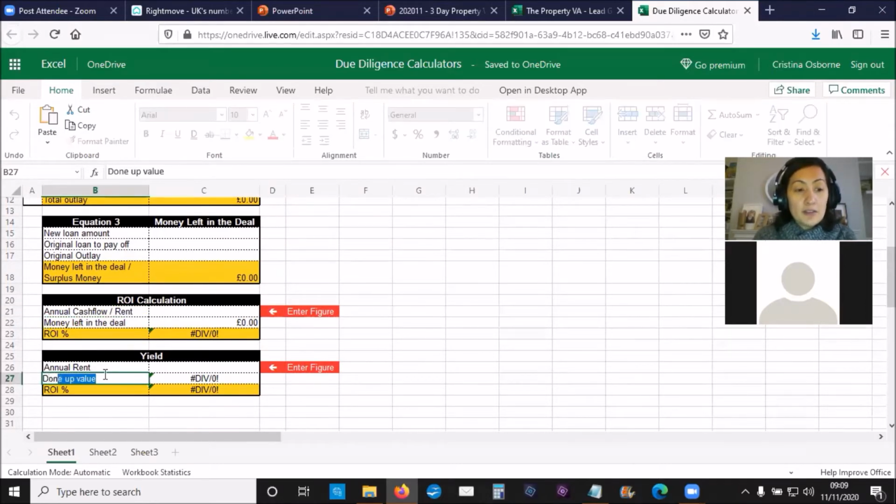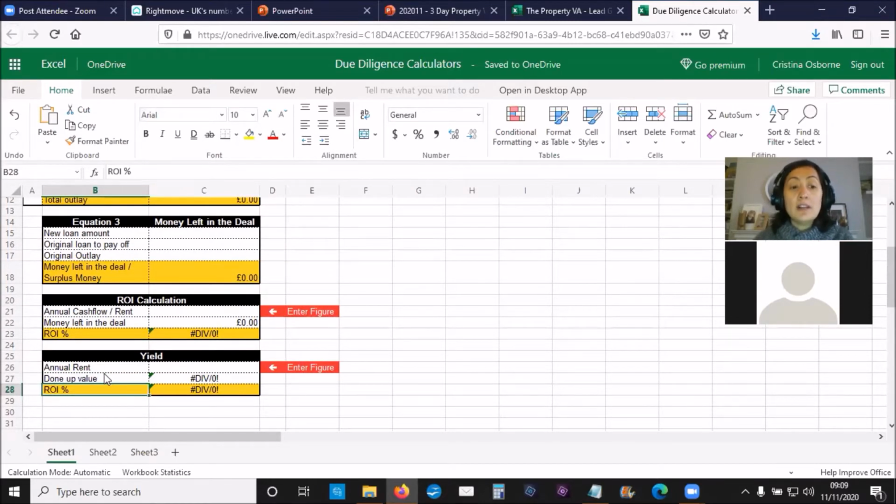Guys, I'm very sorry. Can you actually change that to done up valuation, not money left in the deal? So at the very bottom, you've got the box that says yield. You need to change that to done up valuation. Let's delete that. Done up valuation.